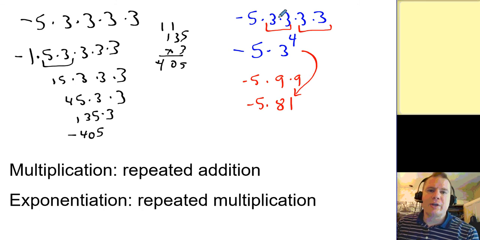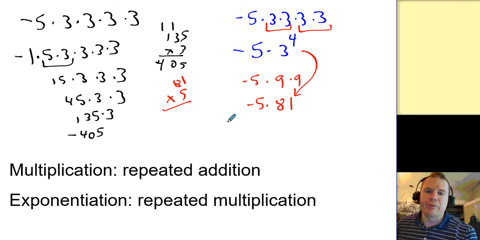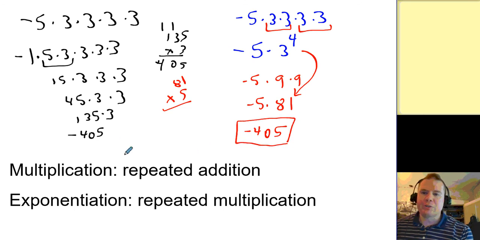or if I just ignore this 5 first, focus on all of the same factor here a bunch of times, maybe that's a little easier for me to do in my head. Now I'm doing 81 times 5. I'm still doing some scratch work. Maybe it's coincidence, but for me, 81 times 5 is easier than 135 times 3, right? I could do this in my head. 5 times 1 is 5. 5 times 8 is 40. So I get 405. And then that negative is following along with the 5. And there's my answer, right? Same problem, same answer. But it's a little smoother when I use exponents.